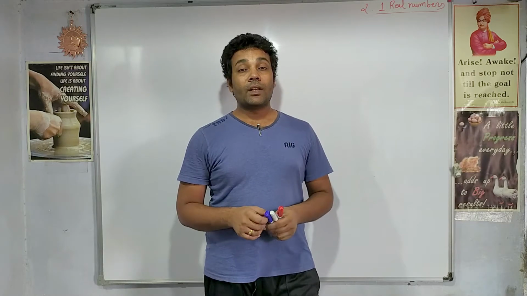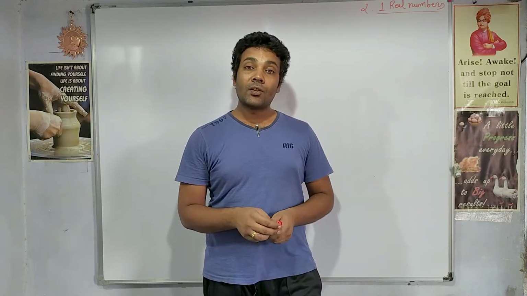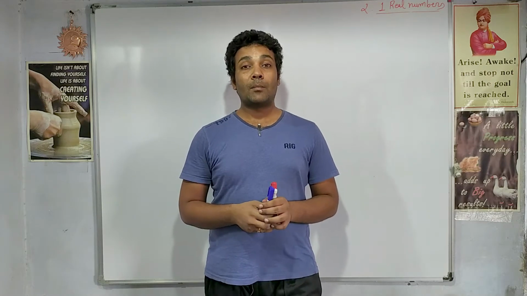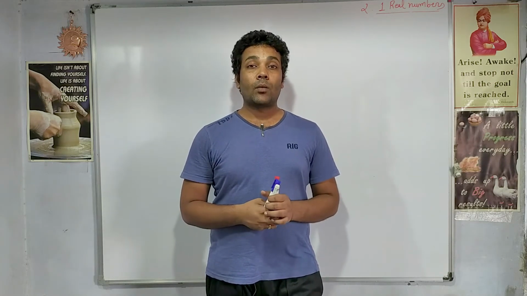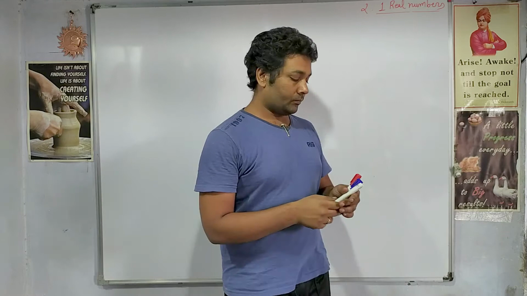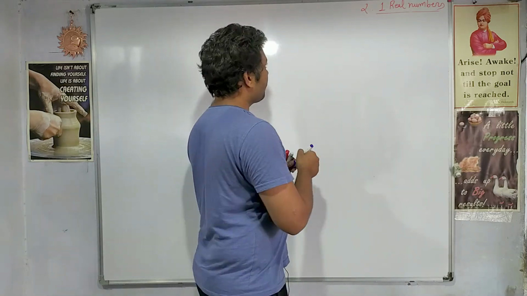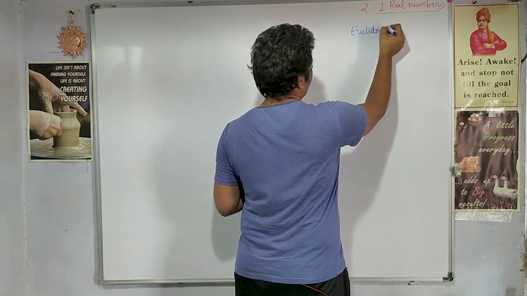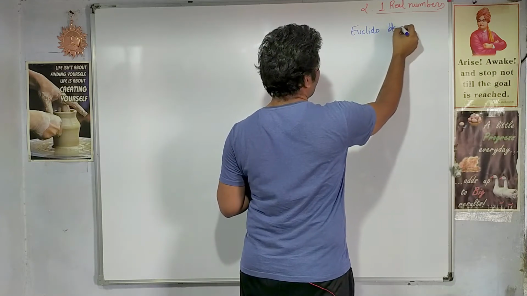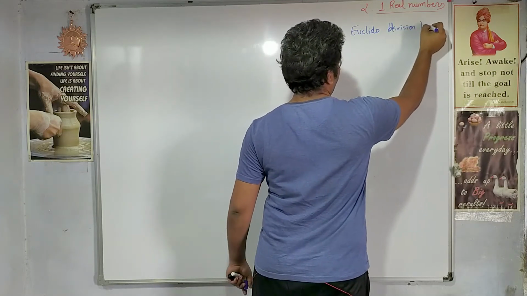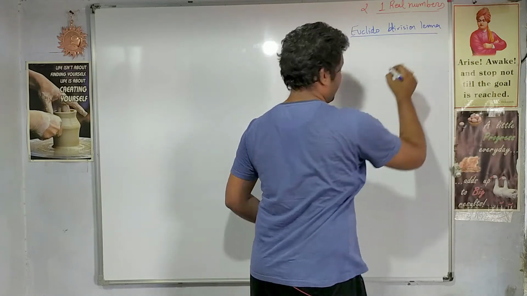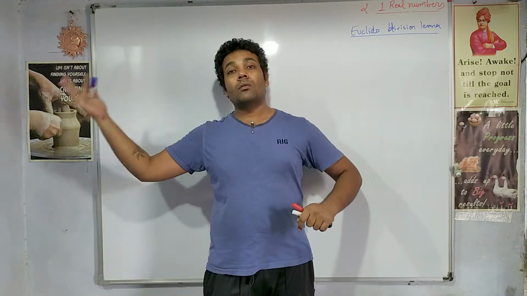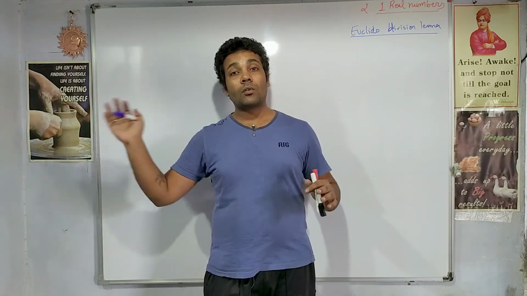We were discussing Euclid's division lemma. Let us see once again what Euclid's division lemma is, and then we'll see the questions of exercise 1.1. Euclid's lemma, or Euclid's division lemma, is a statement which is already proved, and it is used to prove some more examples or some more concepts.